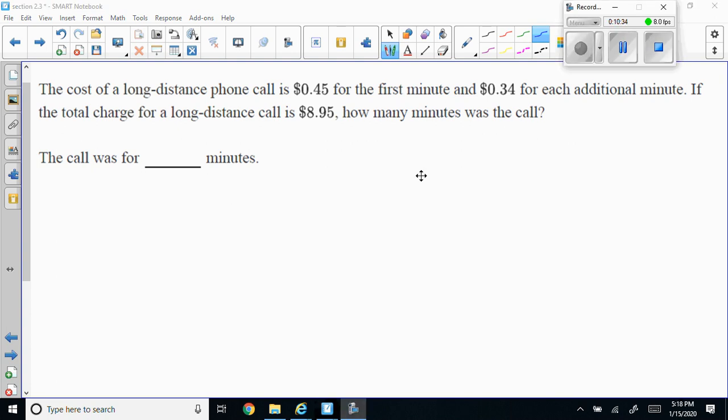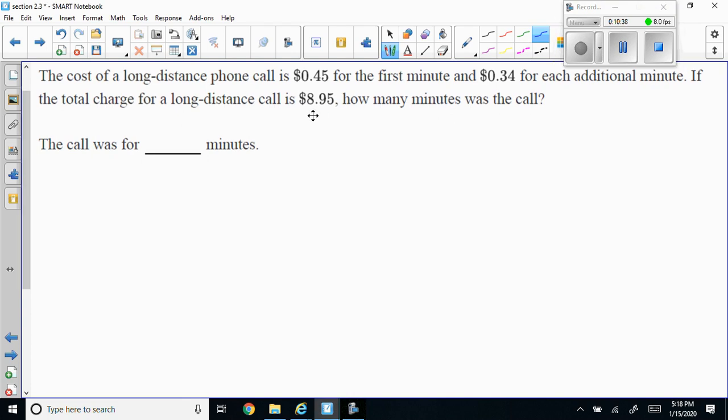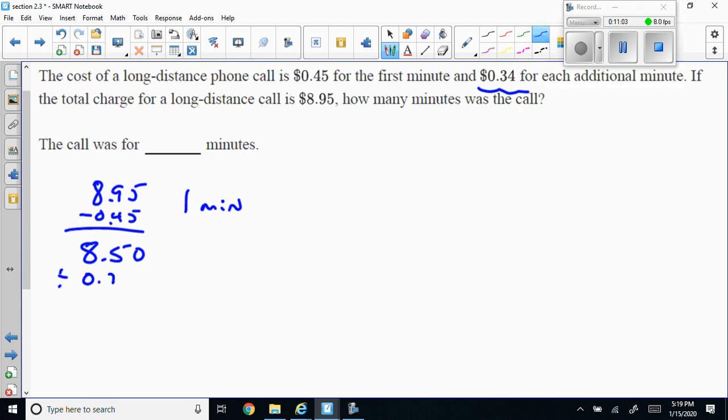Here we go. All right, we're going to go old school on you, okay? So the first minute costs how much? We're going to take $8.95 minus 45 cents. That's going to leave me with $8.50. Y'all agree? Okay, so that's for 1 minute. Now, the rest of that time costs how much? So I'm going to take $8.50 and divide it by 34 cents.